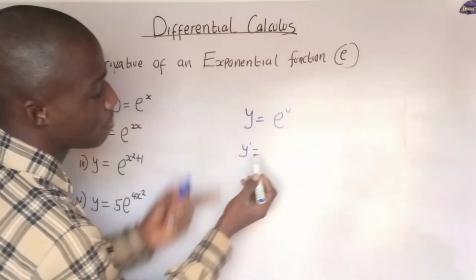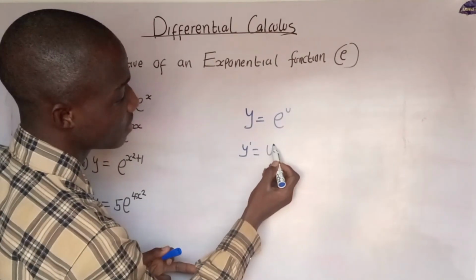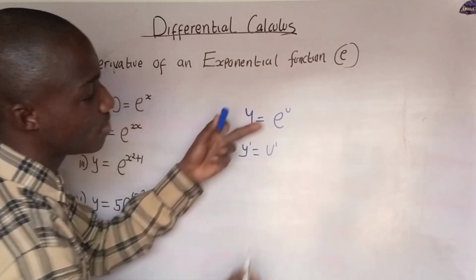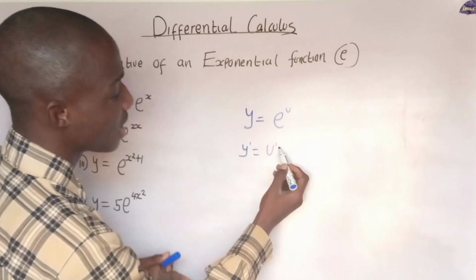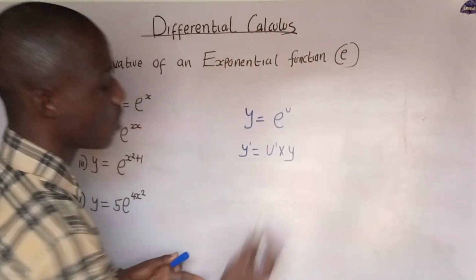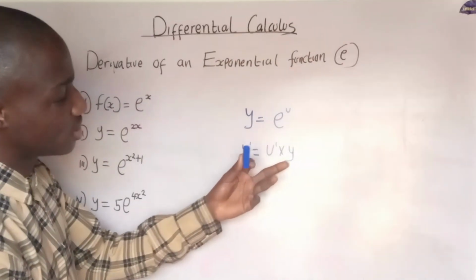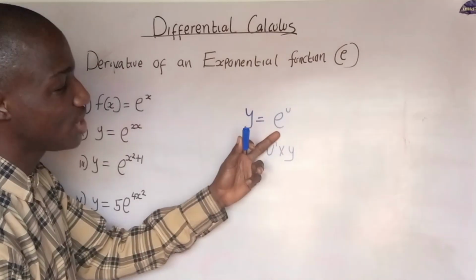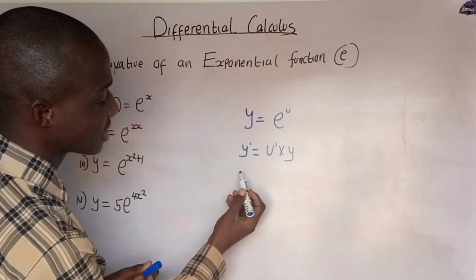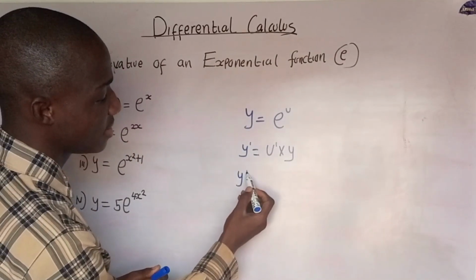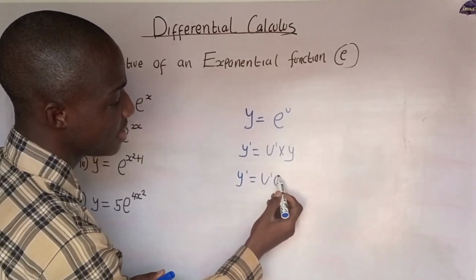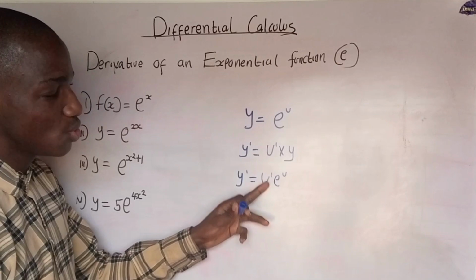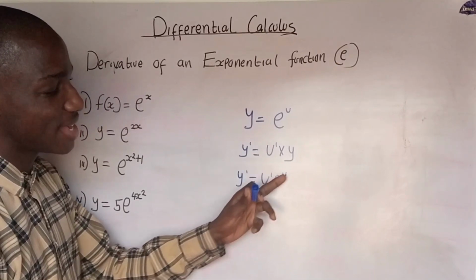Then differentiate the power. So I'm going to have the derivative become like this: the differential of the power to which the Euler's constant is raised, multiplied by the function itself. What is the function? The function is y is equal to e raised to the power of u. So in that case, the differential form of y is equal to u' multiplied by e^u. That is u differential multiplied by e^u.